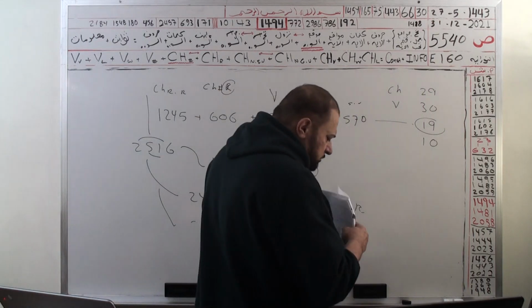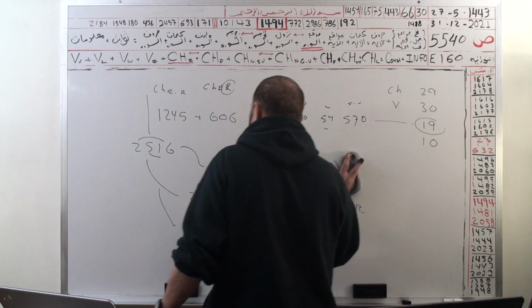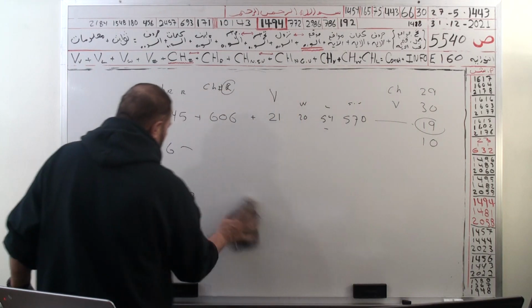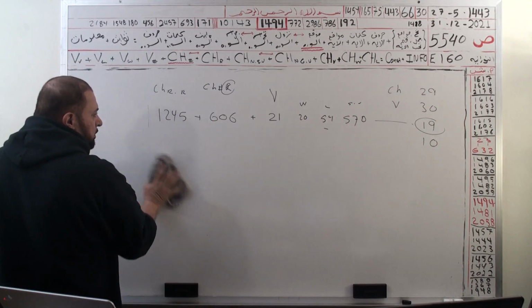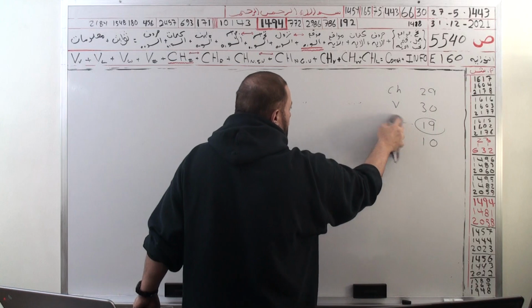This is more work into this one. I know it's a newer calculation because I'm going to do the 10. We have, like I said, 29 chapters, 19 separate in a verse.